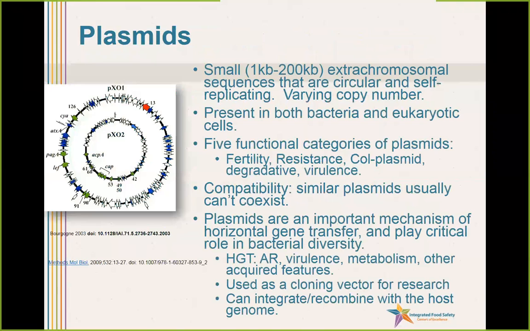I'm going to talk about some specific mobile genetic elements, the first being plasmids. Plasmids are small extrachromosomal sequences that are circular and self-replicating with a varying copy number. They are present in both bacteria and eukaryotic cells. They have a number of functions, some that are more important for outbreak investigations, such as resistance and virulence. Similar plasmids usually can't coexist. Plasmids play an important role in horizontal gene transfer and play a critical role in bacterial diversity.